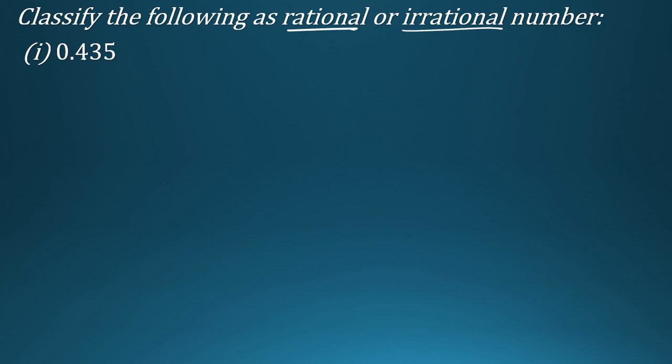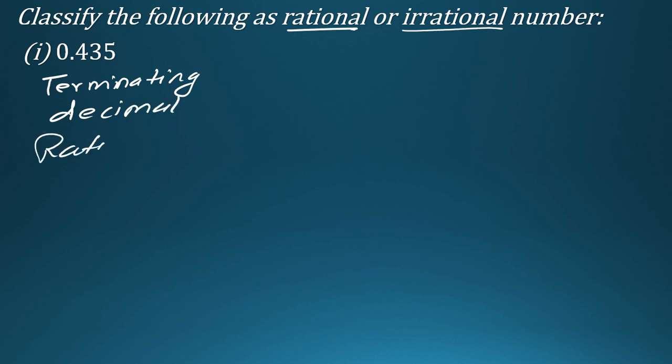So you can see here, after 3 decimal places, this number terminates. So what you will write here? You must write the reason also. It's a terminating decimal. So it will be rational. Okay? So it will be rational. Now another example can be square root of 225. Now how will you do such questions?